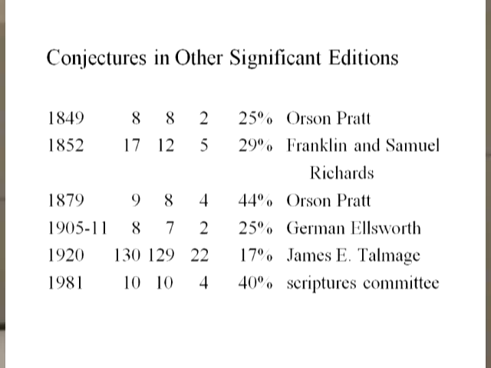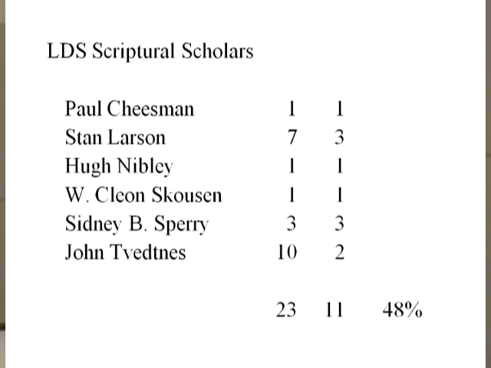Here are some other significant additions. I'll just point out the one that's really high is 1920 with James Talmage. Again, having trouble with difficult readings and removing them. And only about 1 out of 6 are really, I think, correct. Here are some LDS scriptural scholars that independently have made suggestions prior to the Critical Text Project, and they are pretty good suggestions and a rather high percentage of acceptance.